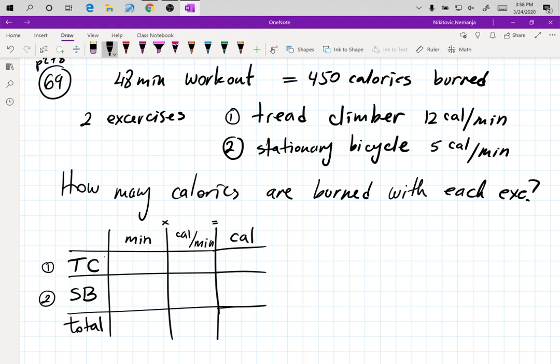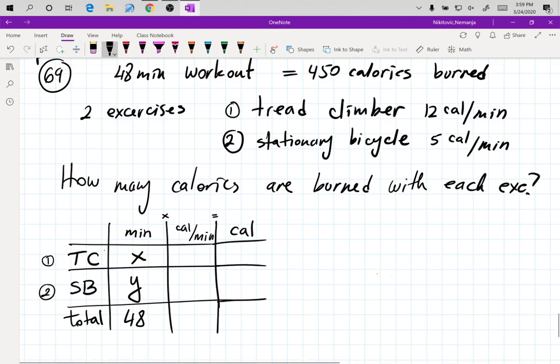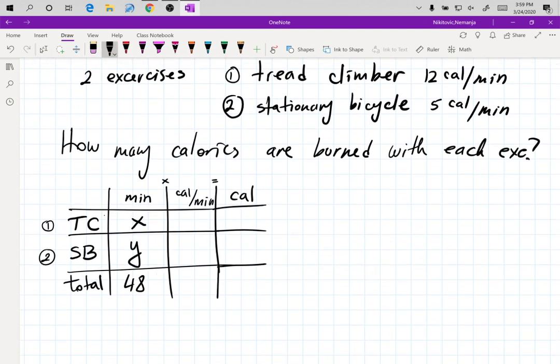Cool. I don't know how long I was on the first exercise, so I will call that X. I don't know how long I was on the second exercise, I will call that Y. But I know that a total of 48 minutes was spent exercising. So X plus Y equals 48 would be our first equation, because that's the total time. Very simple, right? Because we have the total time of 48.